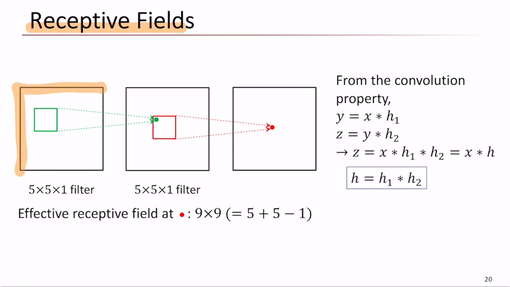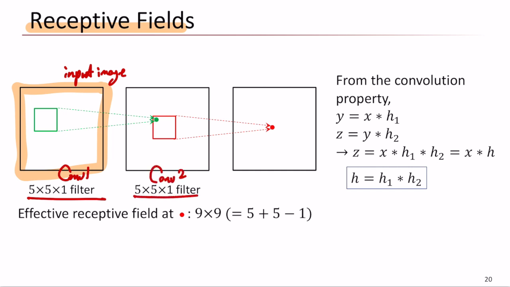Let's suppose that this is the input image, and we have two convolution layers. Here is conv 1 with a 5 by 5 by 1 filter, and here is conv 2 with another 5 by 5 by 1 filter. Then a single value of the input image is processed with this 5 by 5 shape, right? Then each value can relate to this one or this one or this one, right?